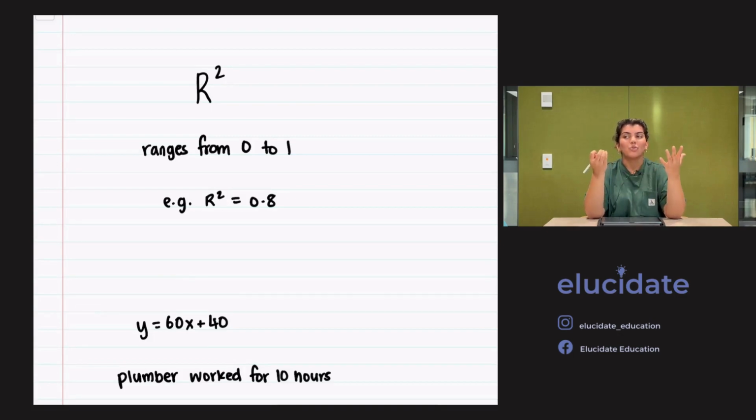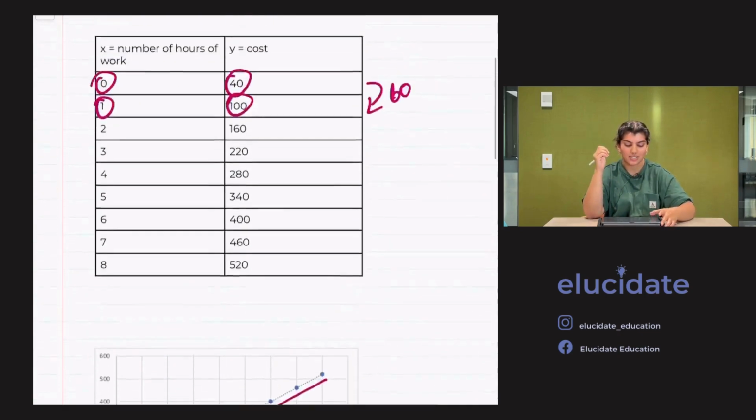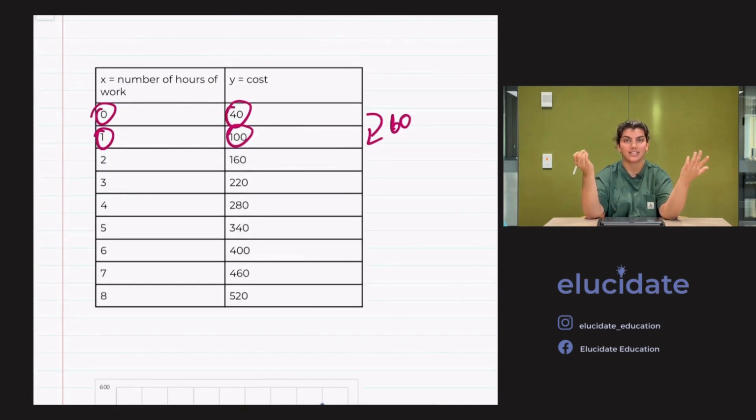So an example would be, let's say that you just had a horrible plumbing accident and the plumber has to work at your house for 10 hours, which is a lot. Obviously, if we go up to the table before, we don't have a value for 10 hours. So we have to use the linear model equation that we came up with before to extrapolate the data and figure out how much it'll cost us if the plumber was to work at our house for 10 hours.